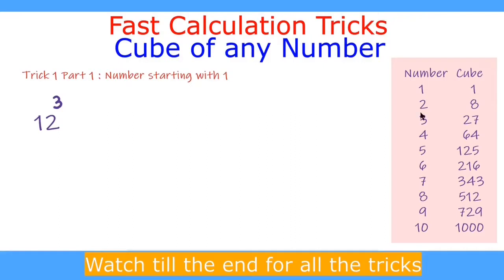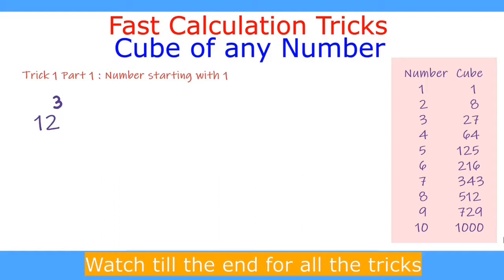The cube of 1 is 1, cube of 2 is 8, cube of 3 is 27, cube of 4 is 64, cube of 5 is 125, cube of 6 is 216, cube of 7 is 343, cube of 8 is 512, cube of 9 is 729, and cube of 10 is 1000. Everyone has to memorize the cubes of the numbers up to 10.